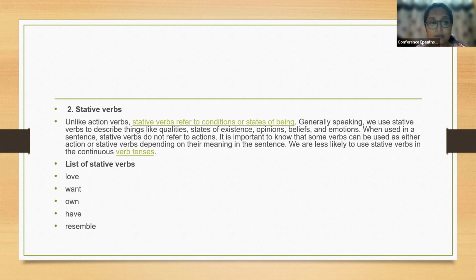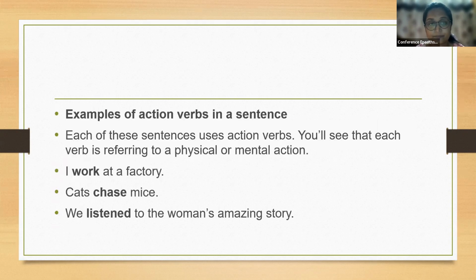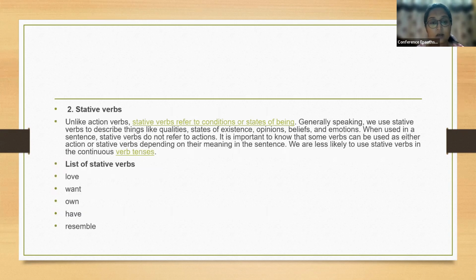Number 2, static verbs. So unlike action verbs, static verbs refer to conditions or states of being. So generally speaking, we use static verbs to describe things like qualities or state of existence, opinions, beliefs, emotions. And when used in a sentence, static verbs do not refer to actions. So it is important to know that some verbs can be used as either action or static verbs depending on their meaning in the sentence. So we are less likely to use static verbs in the continuous verb tense.